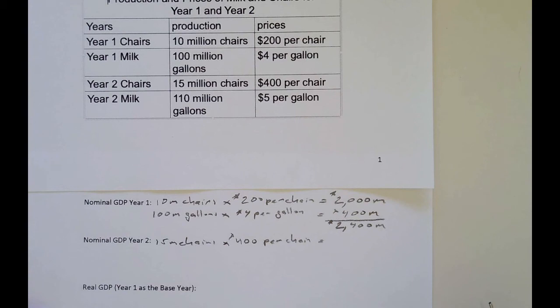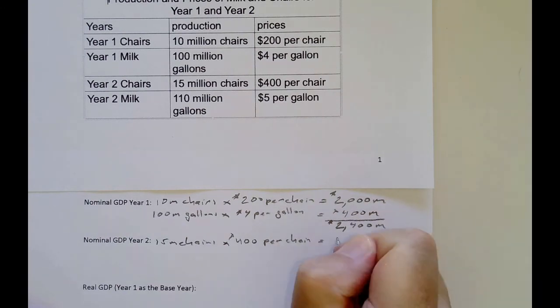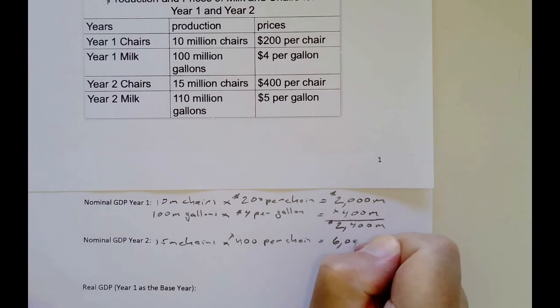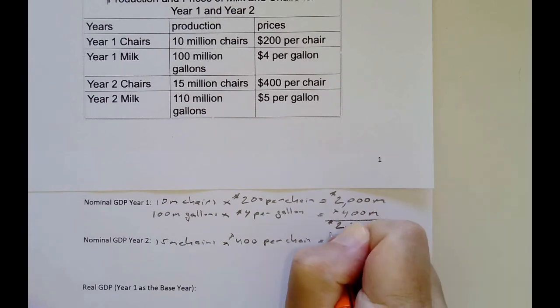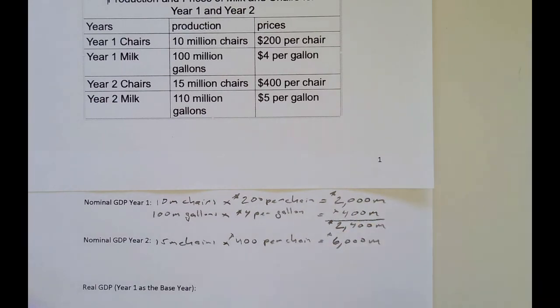And that would give us 10 times 400, which would be 4,000. 5 would give us another 2,000, so that would be $6,000 million. And then do the same thing for milk. 100 million gallons of milk, you times that by $5 per gallon, and that'd be 550, right?